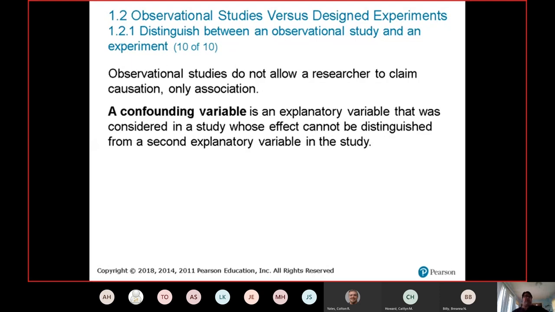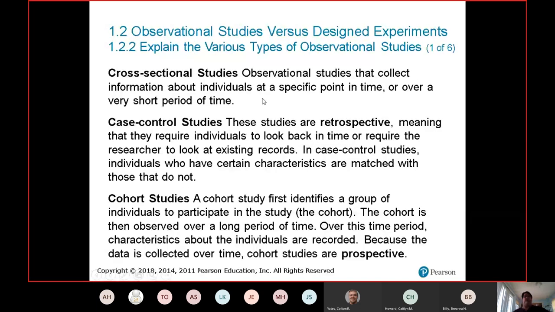I'm not going to do too many cross-sections. You can write this down. Cross-sectional: a specific point in time or over a very short period. In 1918, what was going on in the United States? We had a pandemic. That's a cross-sectional study. Case control, retrospective: look back in time. Over the last 10 years, what was the DUI rate in South Carolina? That's retrospective. The difference between retrospective and cross-sectional is one point in time, or between 1918 and 1920, whereas retrospective studies are done over a longer period of time.